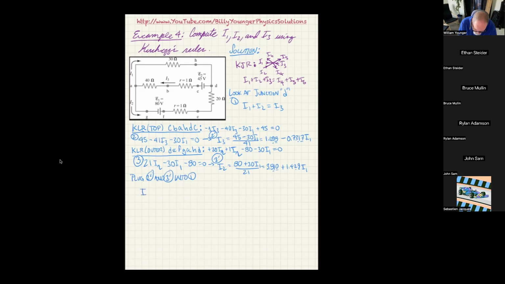So the first expression, of course, is just I1. Then I've got plus I2. Well, I2 turned out to be 3.810 plus 1.429 I1. And then that's I1 plus I2. That's equal to I3, and I3 is 1.098 minus 0.7317 I1. So we can see that I've got like 2.4 I1 on the left, and if I pull the other I1 over there, I'm getting even more. So I'm going to say 1 plus 1.429 plus 0.7317 gives me 3.1607.